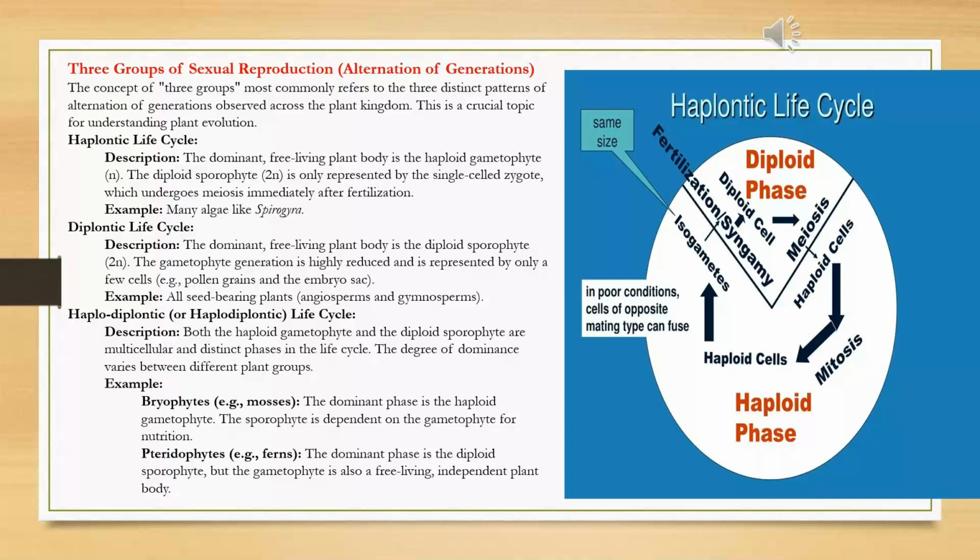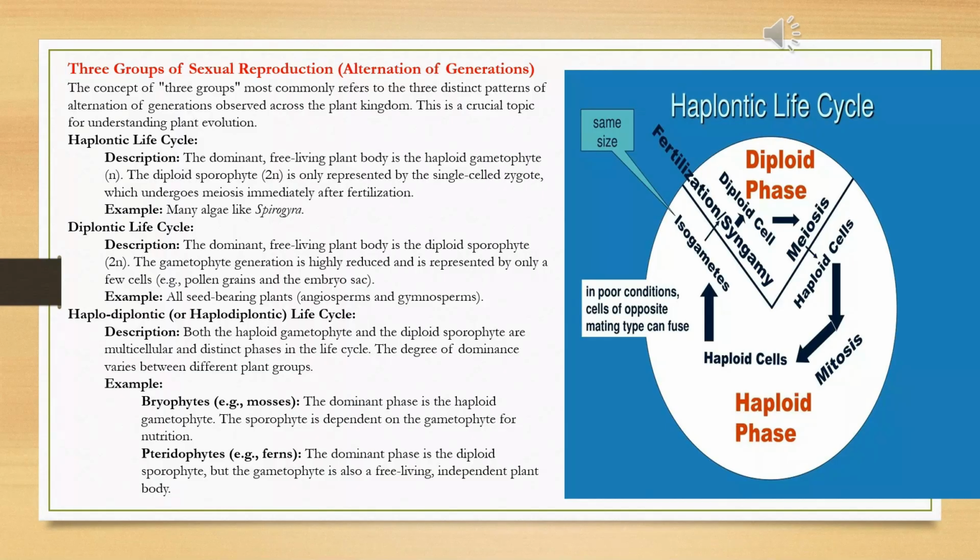The diploid sporophyte, which is 2n, is only represented by the single celled zygote, which undergoes meiosis immediately after fertilization. Examples: many algae like Spirogyra.